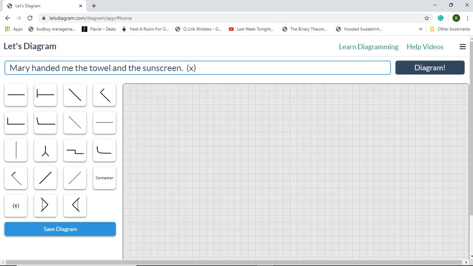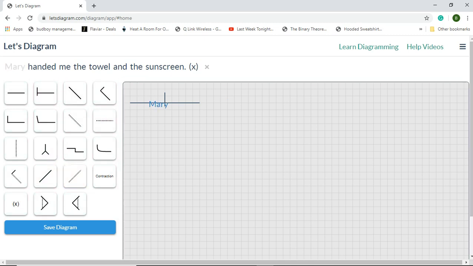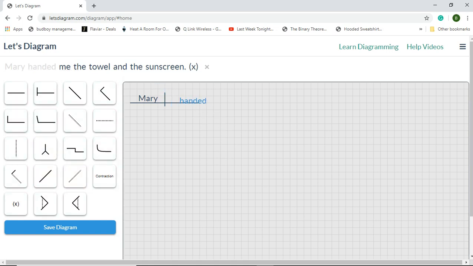So, we come in here and we find our subject and our verb to begin with, like every time you make that cross. Okay? And the subject of the sentence is Mary, right there. And our verb is handed. What did Mary do? She handed me the towel and the sunscreen. Handed.